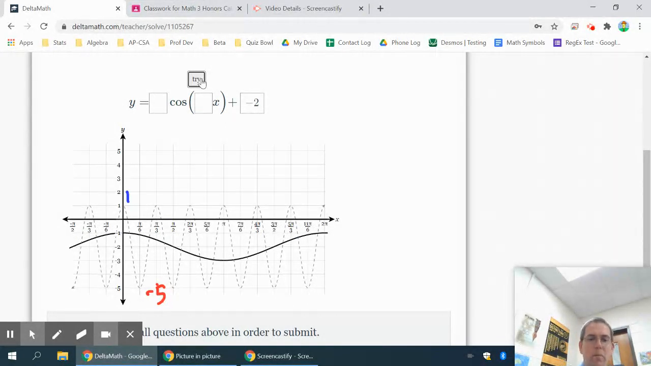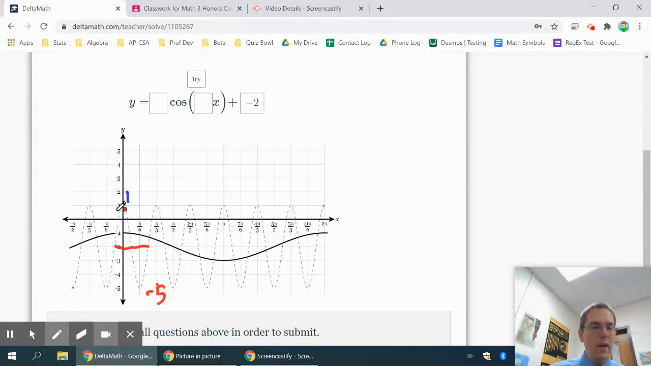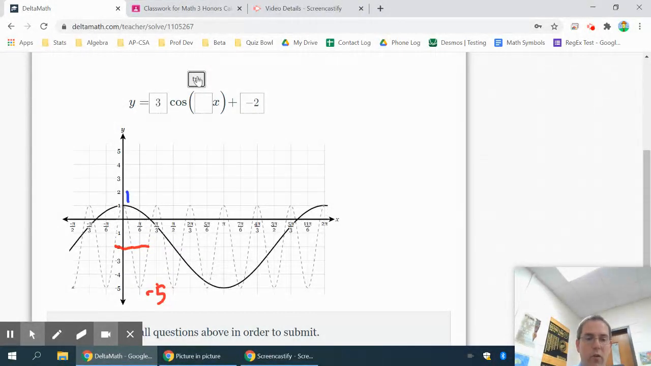The next thing to worry about is your amplitude. So if my midline really is -2, I'm asking how far do I go above -2 to get my maximum of 1? Well, that looks like a 3. And remember, your amplitude goes in front because it stretches the graph vertically, and a number in front always stretches the graph vertically, just like a number added or subtracted at the end always shifts it vertically, regardless of what type of function it is.